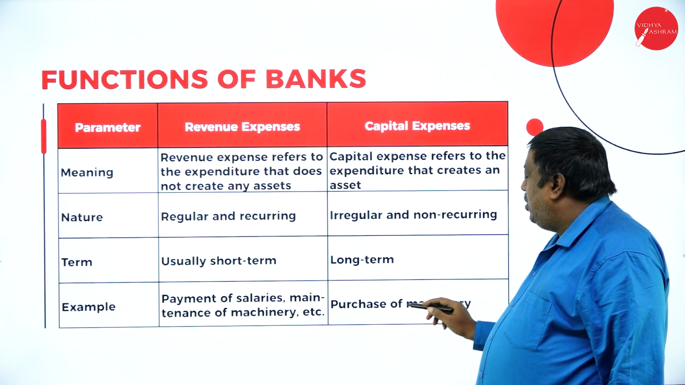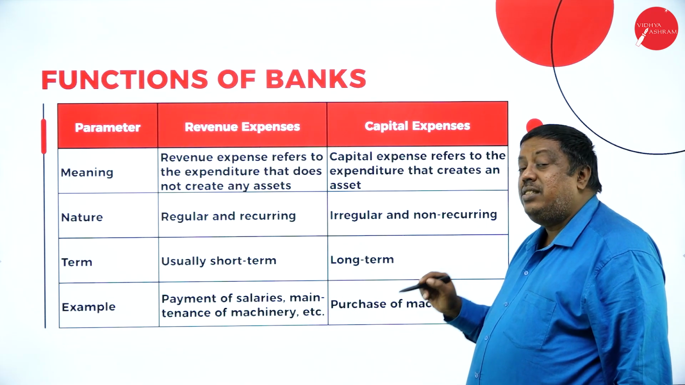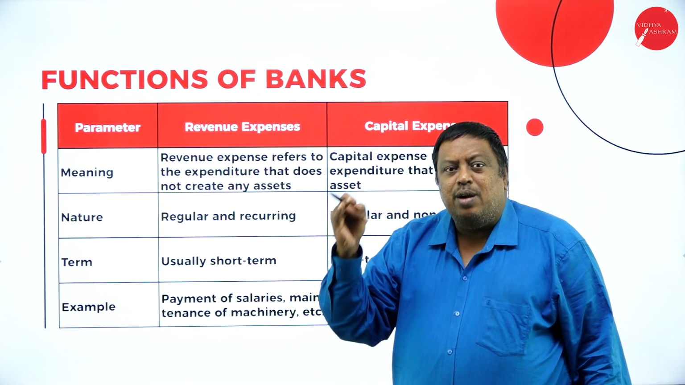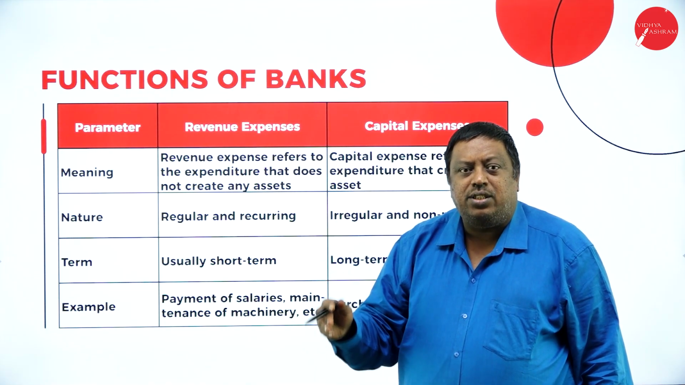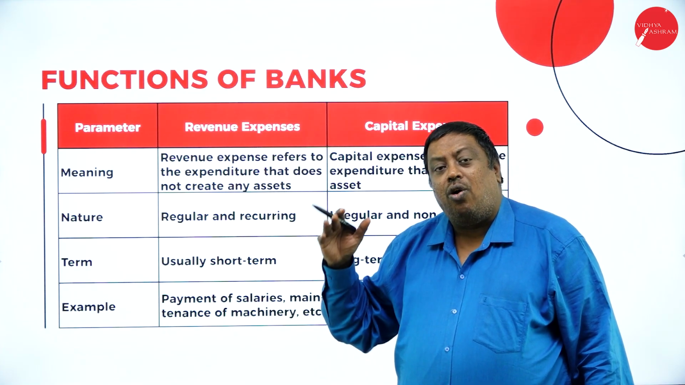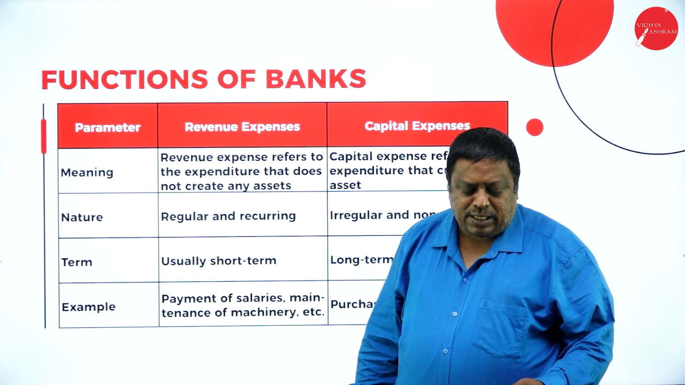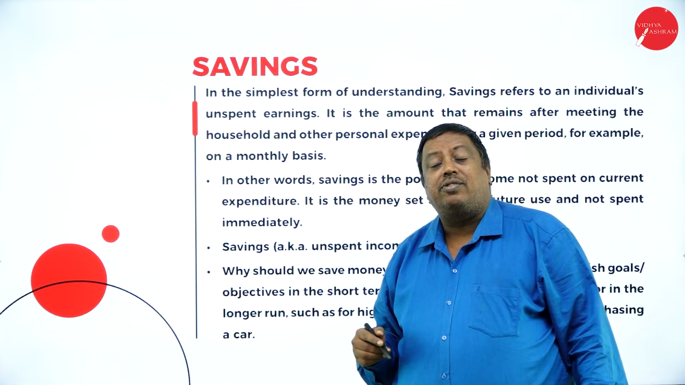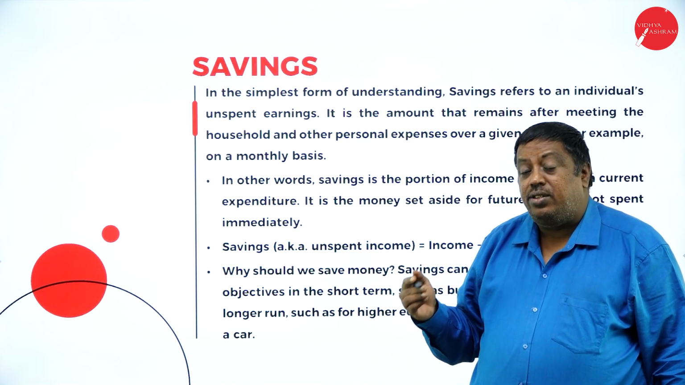And here, purchase of machinery is a capital expense. As I said, when I invest money on my land, building, motor vehicle, plant, machinery, all these are my capital expenditure. Savings. This is the next concept we have to learn in our financial terms.